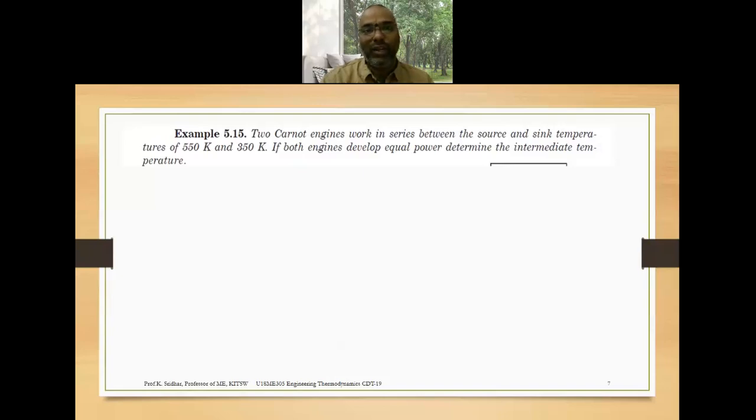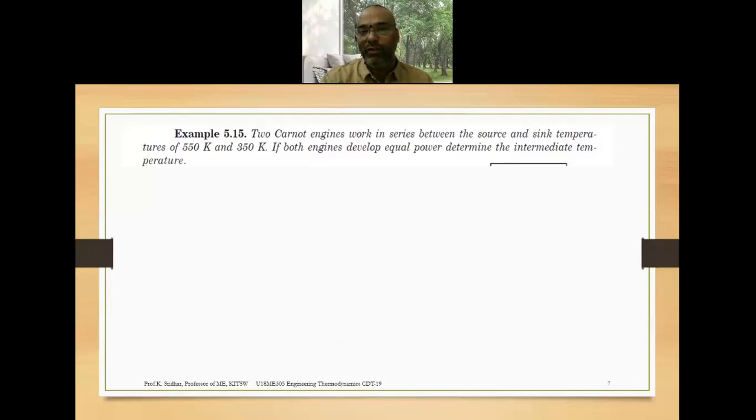So a previous GATE question based upon the Carnot cycle is: two Carnot engines work in series between the source and sink temperatures of 550 Kelvin and 350 Kelvin. That is, T1 is given as 550 Kelvin and T2 is given as 350 Kelvin. Here I am assuming the source temperature as T1 and the sink temperature as T2.